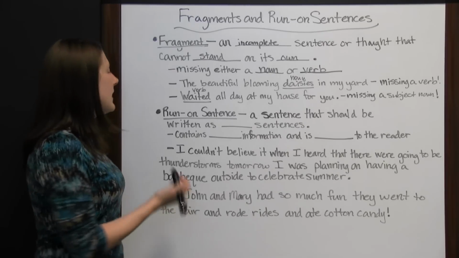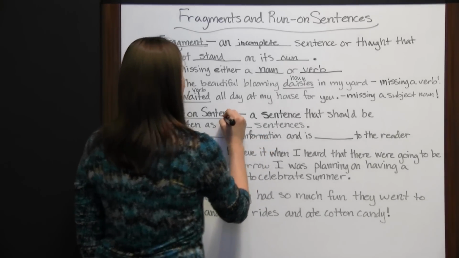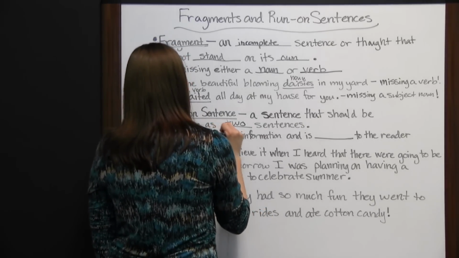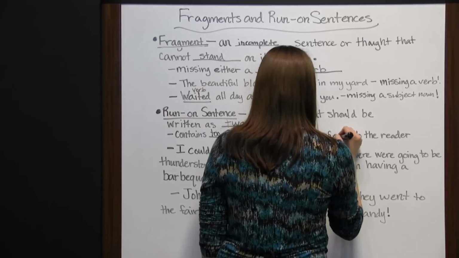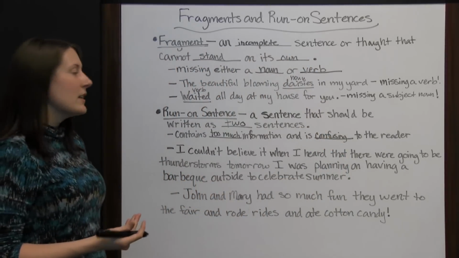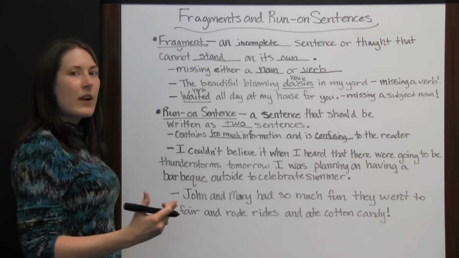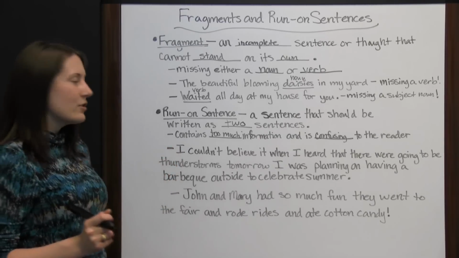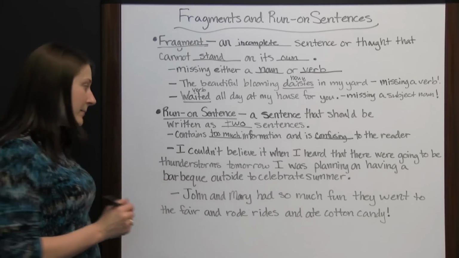Now let's look at run-on sentences. A run-on sentence is a sentence that should be written as two sentences. It's too long. It contains too much information and is confusing to the reader. And if it's running on and on and on, then it's likely there's not correct punctuation and there's too many nouns and too many verbs crammed into one sentence. So you need to break it up so that you've got separate complete thoughts and it's easier for the reader to understand. Let's look at these examples of run-on sentences and then correct them.